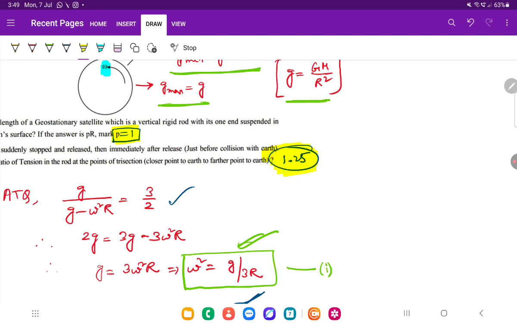So that's all for this problem. Yeah, you can call it a bit calculative, but it tests your concepts as well very much, right? So I guess it's a quite good problem to test your concepts, and I hope you have enjoyed it. Thank you. That's all for today.